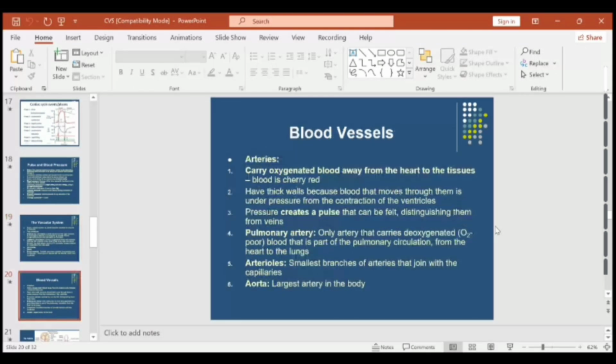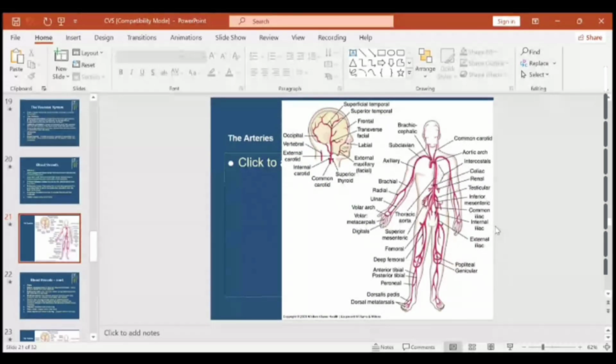Call it the system. What does it consist of? You already went through this one: we have the arteries, and from arteries we go into slightly smaller ones, the arterioles. You know that the aorta is the major artery in the body, and for veins, the vena cava is the major vein in the body.